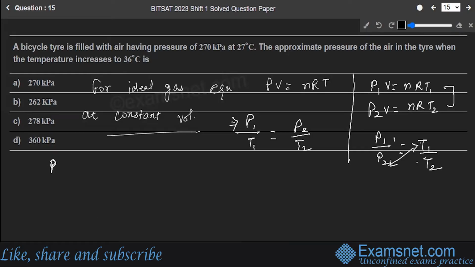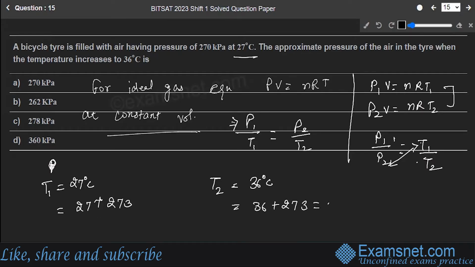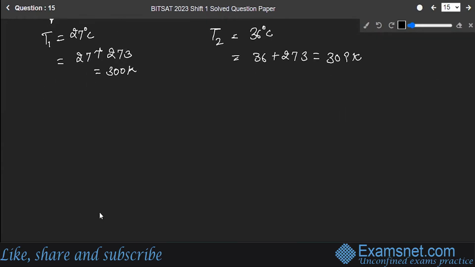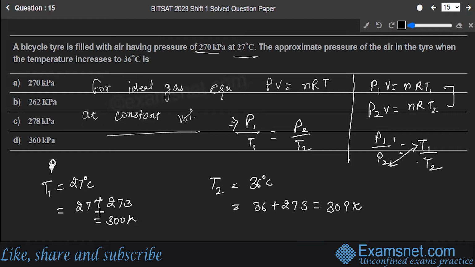Now, for the first one, the first temperature is 27 degrees Celsius, and the second one is 36 degrees Celsius. Let's change that into Kelvin. So you have 27 plus 273. Here is 36 plus 273. This is equal to 300 Kelvin, and this is equal to 309 Kelvin. So the initial pressure is also given to you as 270 kilopascals.